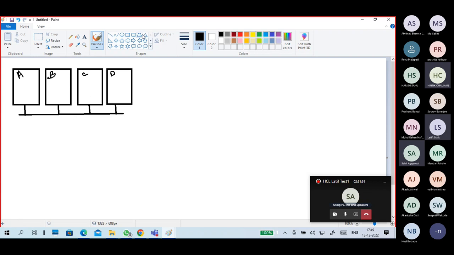But there is a problem. If in case the wire is broken, the further communication will be stopped. Means A is able to communicate with B, but A and B cannot communicate with C or D because this wire is broken. It is difficult to troubleshoot, less redundancy, since devices are directly connected to the cable. It is very simple to configure, but difficult to troubleshoot. This is the bus topology.